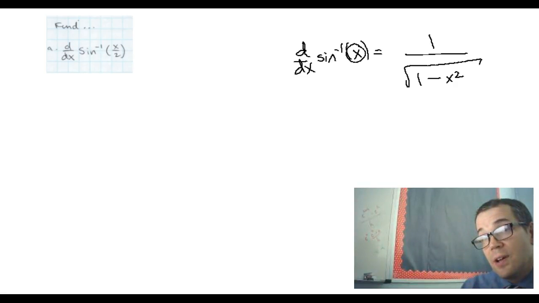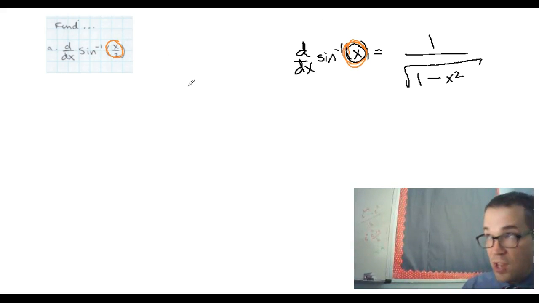We have the inverse sine of x over 2. We're going to take the derivative of that. We can see over here that the inverse sine derivative is equal to 1 over the square root of 1 minus whatever's inside of that inverse sine function squared. So in this case, what we have inside that inverse sine function is x over 2.